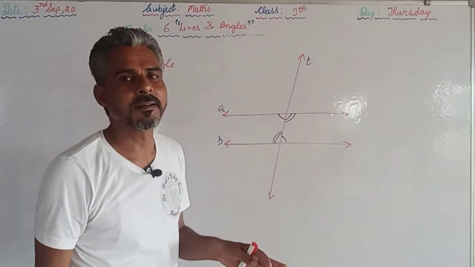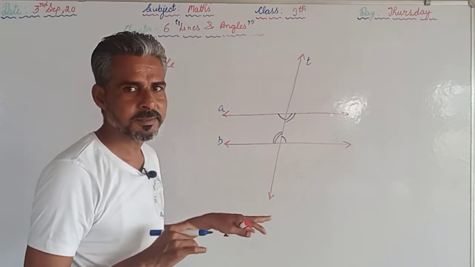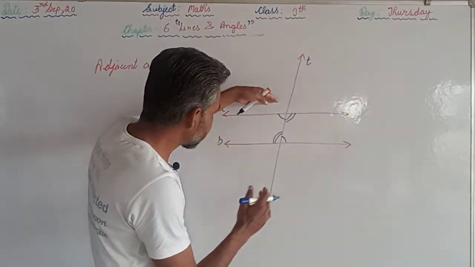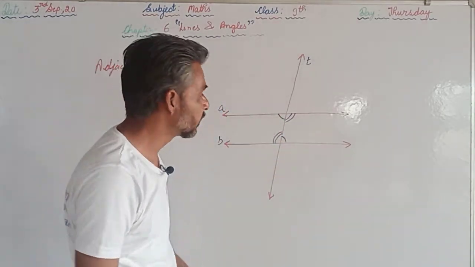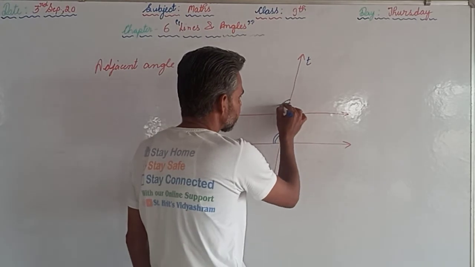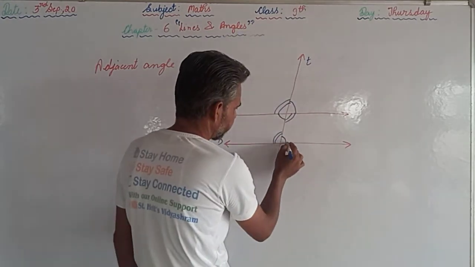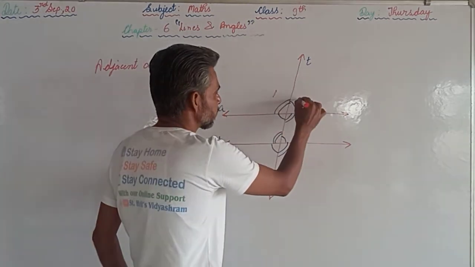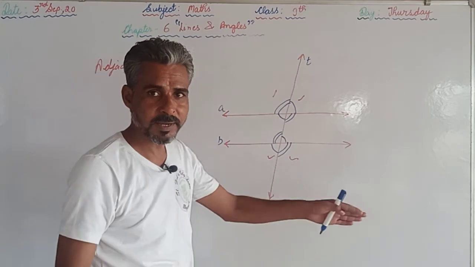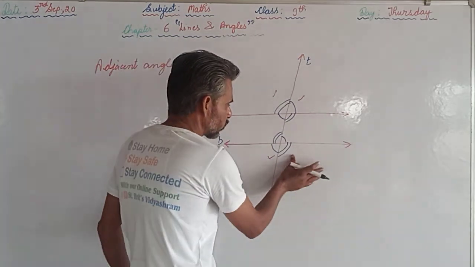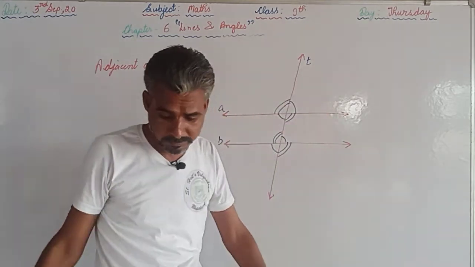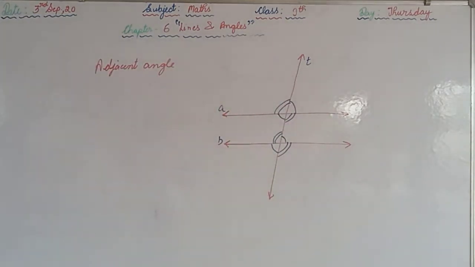These are the interior angles, means angles formed by the transversal within the parallel lines. So the angles inside the parallel lines are known as the interior angles, and the angles outside the parallel lines are known as the exterior angles, means these are the exterior angles outside the parallel lines. Within these angles some names are there which we need to be careful about during this chapter.